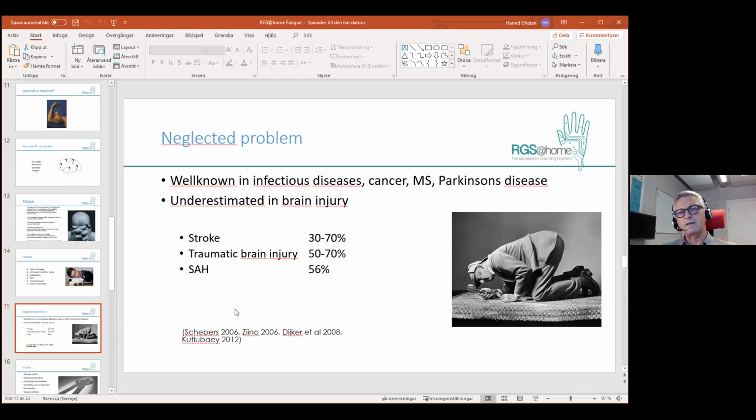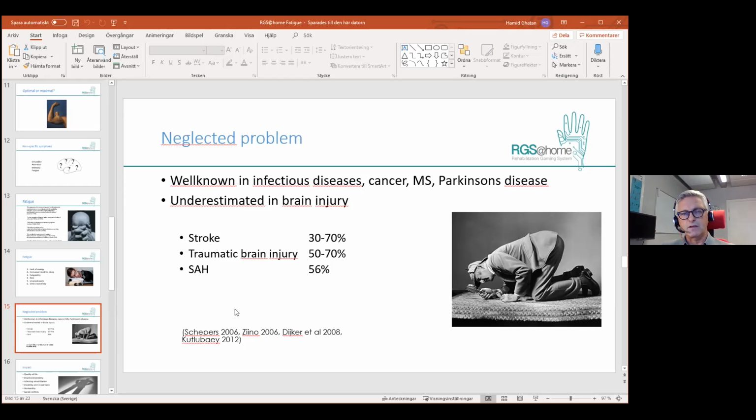As I said, it's a very neglected problem. However, within neurology, for instance, it's been well known that patients with multiple sclerosis, a neurological condition, display fatigue. Patients with Parkinson's disease have fatigue. Patients with cancer, 80% of patients with cancer in research studies, display a fatigue that is not normal.